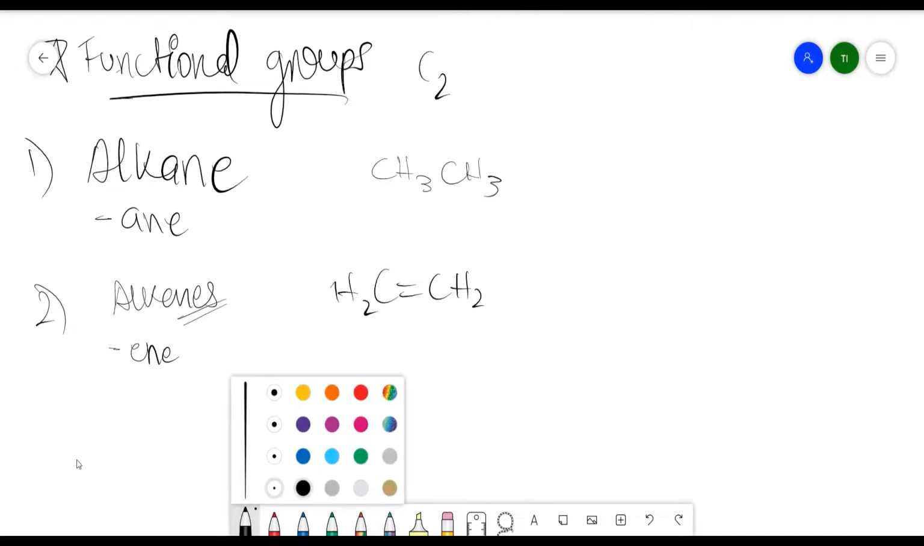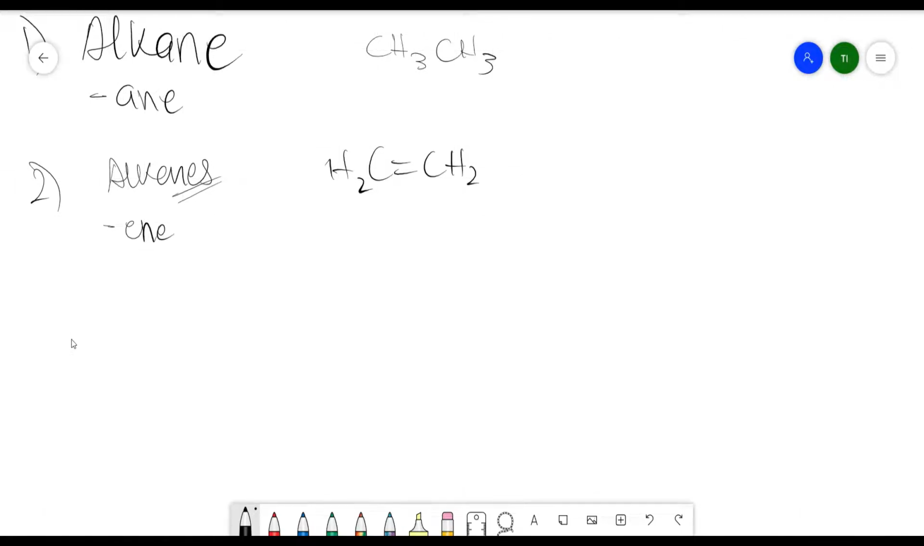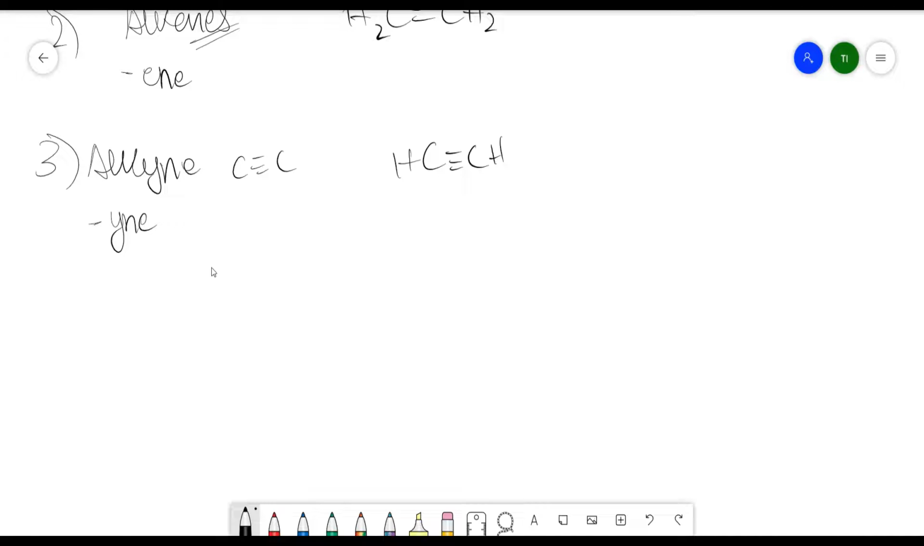So the third type of compounds is alkynes, but these are not really in your syllabus, but they have asked a question before which included alkynes, and they end with "yne," right? Their special characteristic is that they have a carbon-carbon triple bond. The simplest alkyne would be ethyne. Now this is not in your syllabus, so you don't really have to learn it, but it's better to keep it in mind.